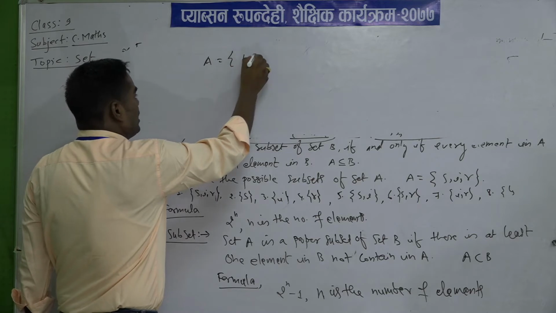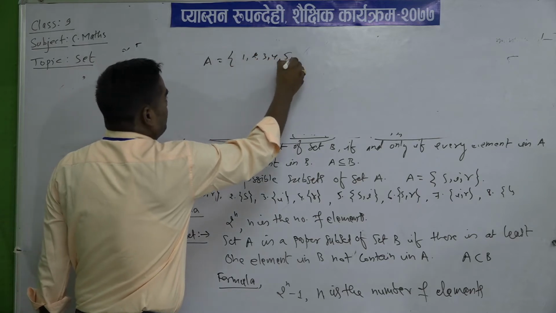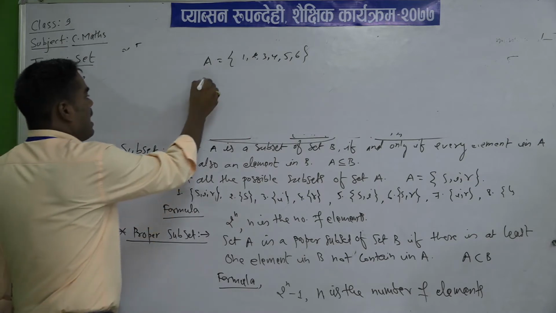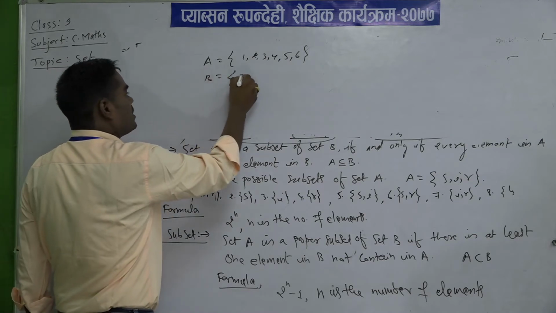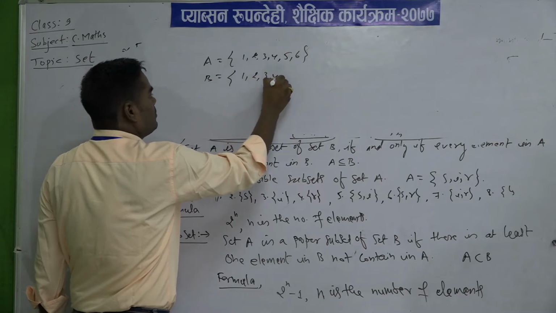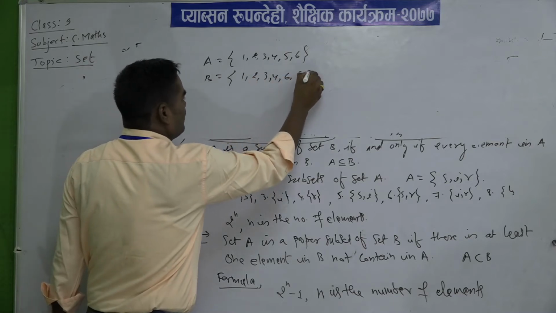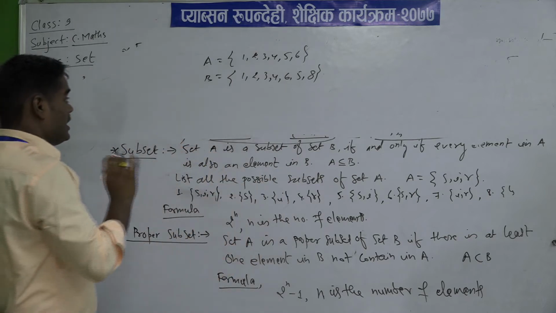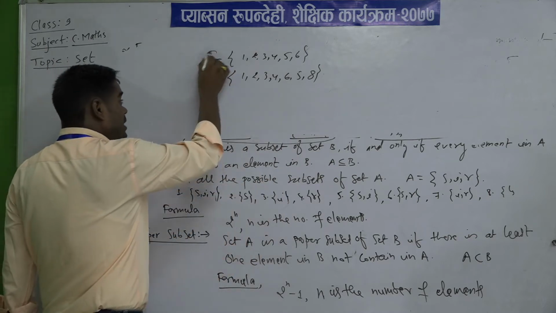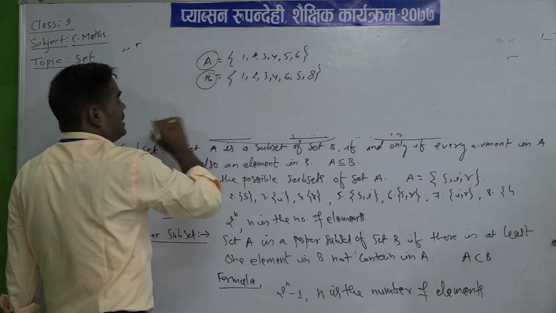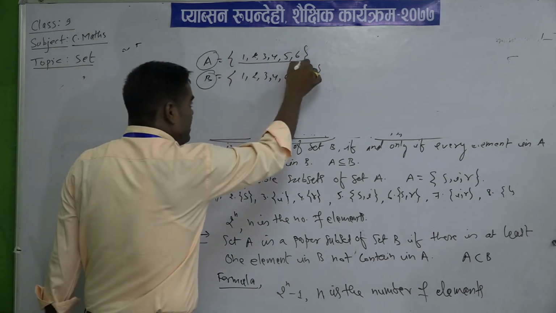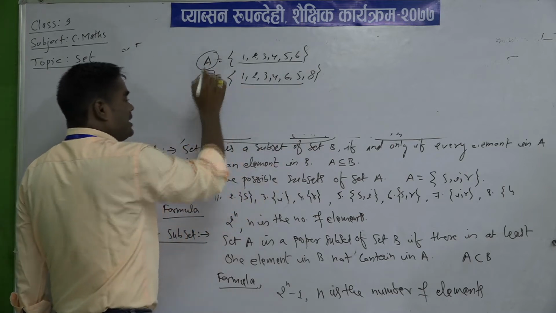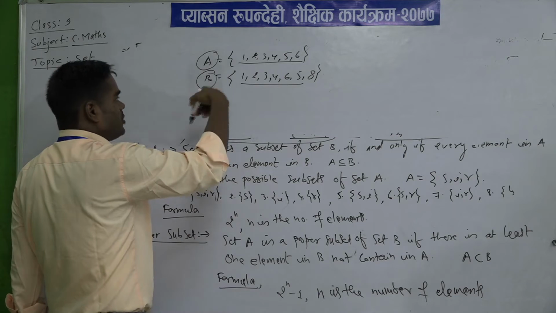Let's take an example. Suppose A is 1, 2, 3, 4, 5, 6. This is set A, and B is 1, 2, 3, 4, 6, 5, 8. So, here are two conditions: all the elements of A and all the elements of B are the same, or in one set one element is less. Both conditions are valid here.